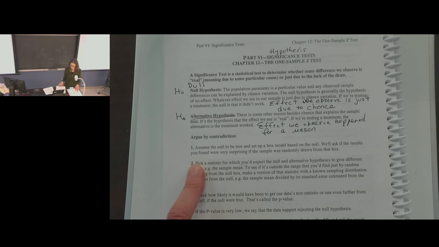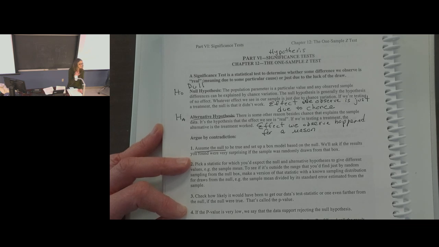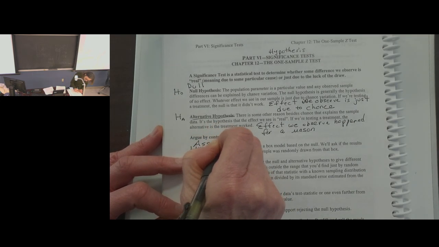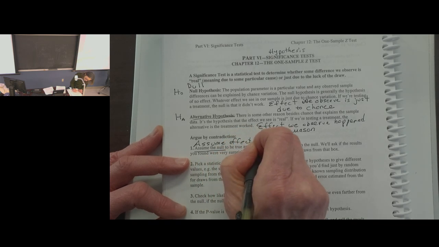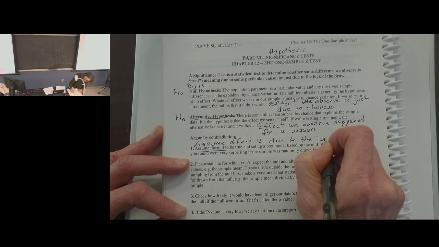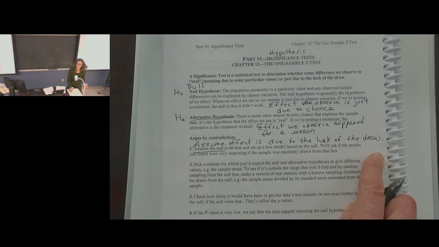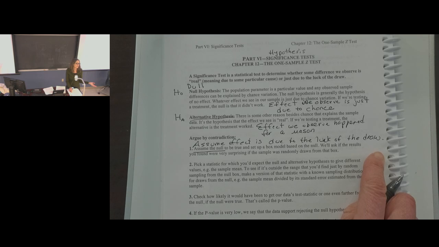So you argue by contradiction. You assume the null. You assume it was just due to chance, due to the luck of the draw, and then you build an analogous box model that is the luck of the draw. That's all you do. So you assume the effect is due to luck of the draw. So you make a box model, a probability model, and see, okay, how likely is it that we'd get this big an effect just by the luck of the draw?